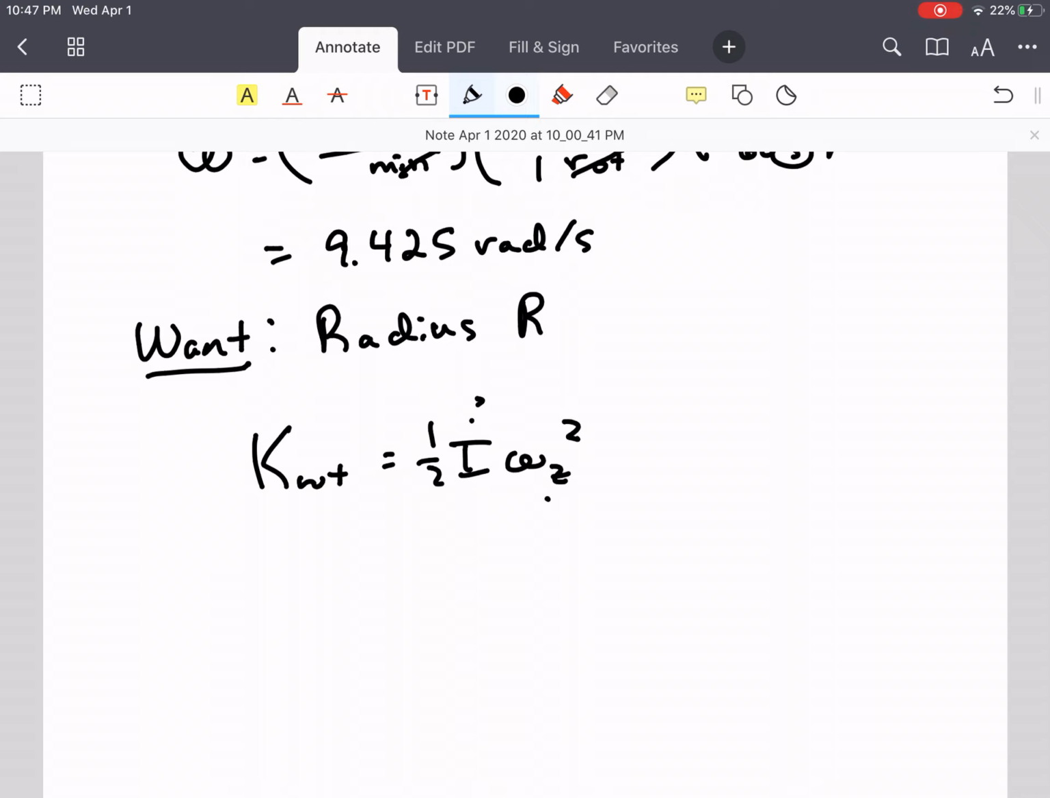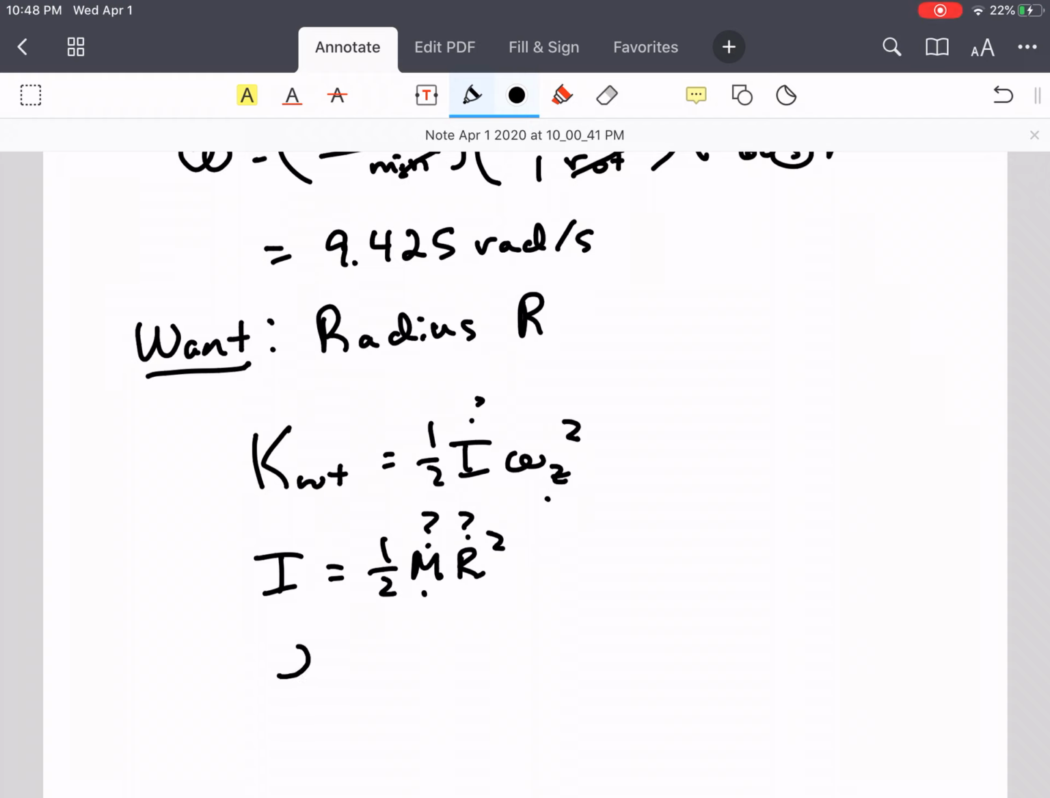So let's go one level deeper. I, as I mentioned, is 1/2 mass times radius squared for a cylinder. We don't know m. We don't know r, but we're going to figure that out, so there's no need to do anything here. Let's see what we can do for m.